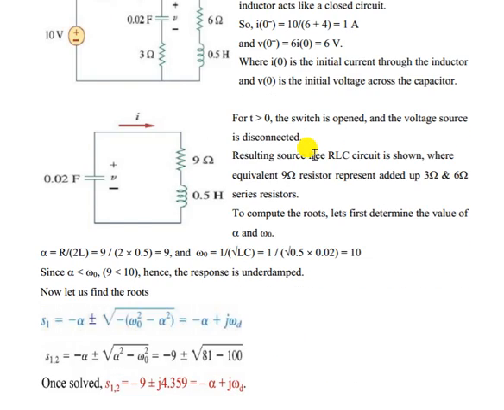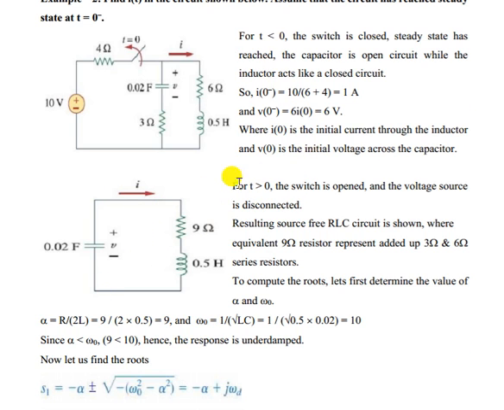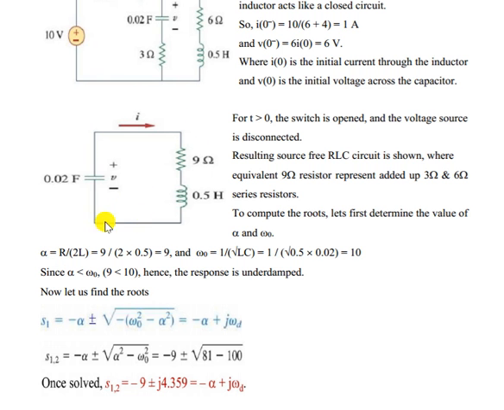Now we have to draw the circuit at t equal to 0 plus. At t equal to 0 the switch is open, so the circuit becomes this, and the current flows in this direction. After the switching operation, the resulting circuit is a source free RLC circuit. Now we can see that the 6 and 3 ohm resistors are in series connection, so I can assume a 9 ohm resistor. So we have a resistor, inductor and capacitor. Now from that we have to find out the alpha and omega 0 values.